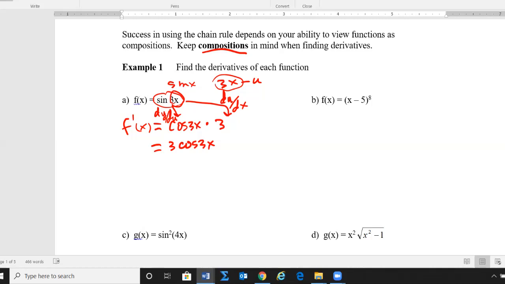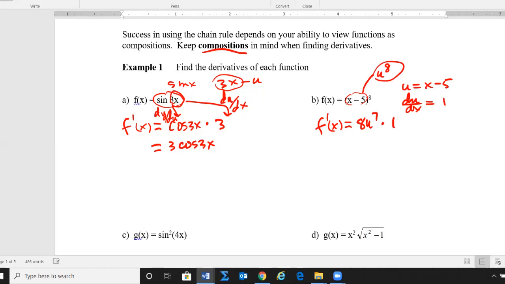Here we have a composition. This is the inside. This is the u, and it's being raised up to the 8th power. So when we go to take the derivative, we need the derivative of this function with respect to u, which is 8u to the 7th, lower the power, times the derivative of the u. Well, the u is x minus 5. du/dx is just a 1.